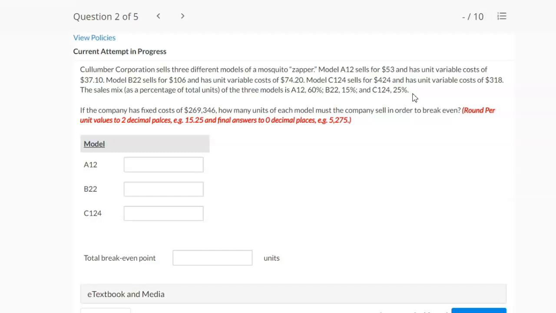Now, A12 contribution margin times 60%. B22 contribution margin times 15%. And C124 contribution margin times 25%. Then we will add the 3 of them up, and that's your weighted average contribution margin. Now that's per unit.